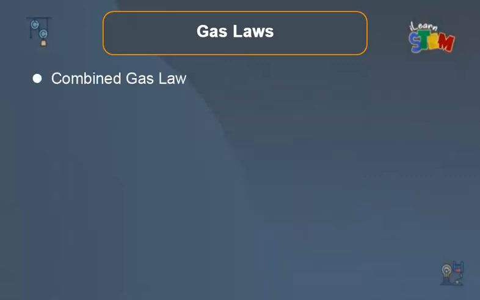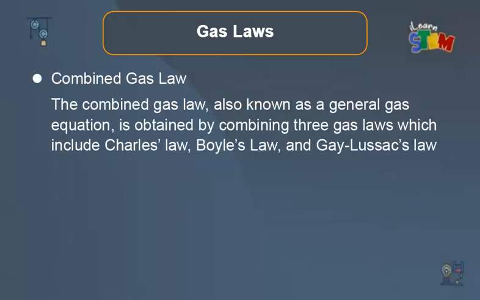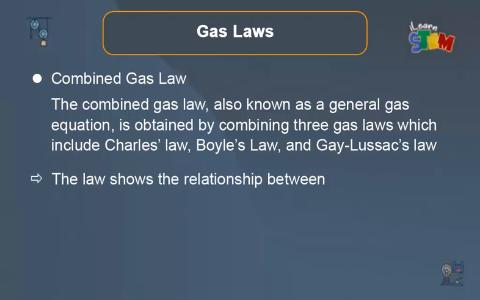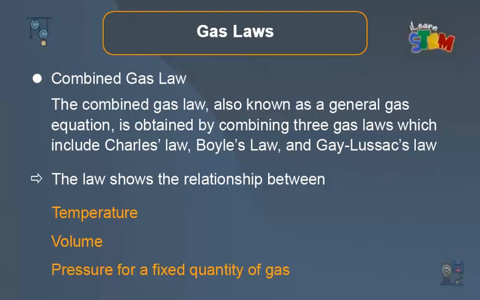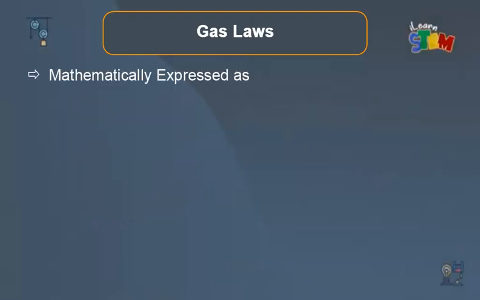Combined gas law. The combined gas law, also known as a general gas equation, is obtained by combining three gas laws which include Charles' law, Boyle's law, and Gay-Lussac's law. The law shows the relationship between temperature, volume, and pressure for a fixed quantity of gas. It is mathematically expressed as P1V1 all over T1 equals P2V2 all over T2.